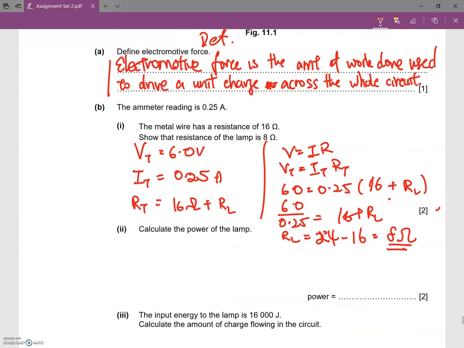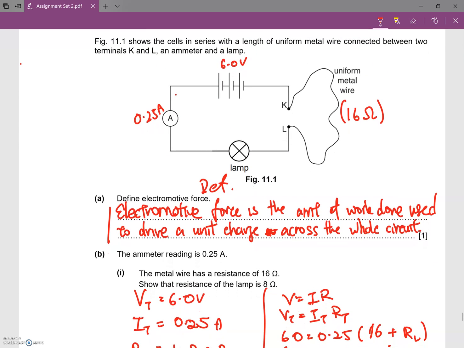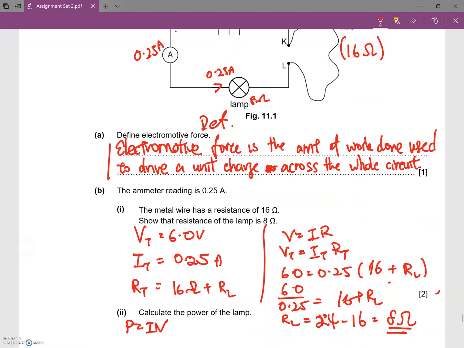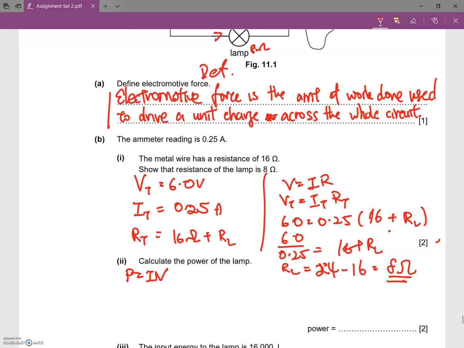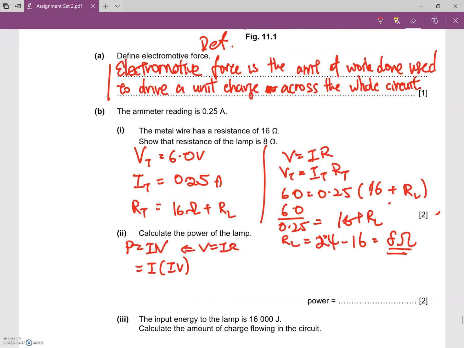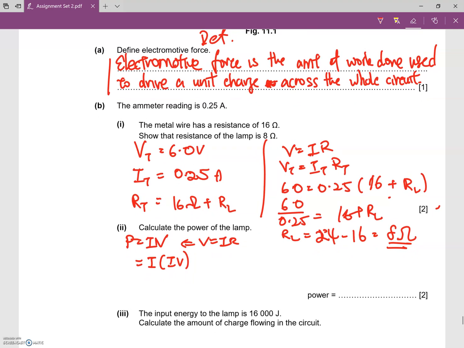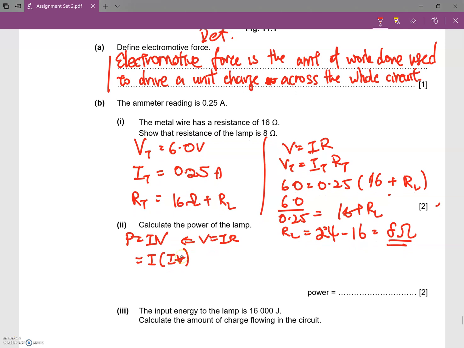Now, for the next part, I also find the power of the lamp. So the power of the lamp, P, I know P equals to IV. But if I look at the whole circuit here, I know the current flowing through the lamp would be 0.25 ampere. I know the resistance of the lamp is 8 ohm. So why not use another version of this formula? So if I sub V equals to IR into here, I know that P equals to I times IV. P equals to I times IR. Let me try to erase this. Oh, the eraser is not working. Okay, not V over here, is R over here. So this will be I square R.